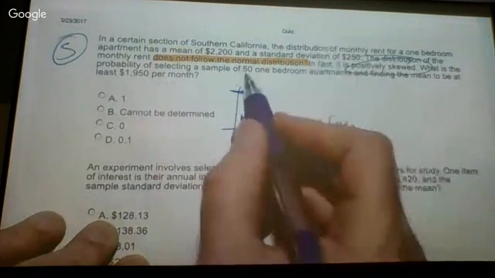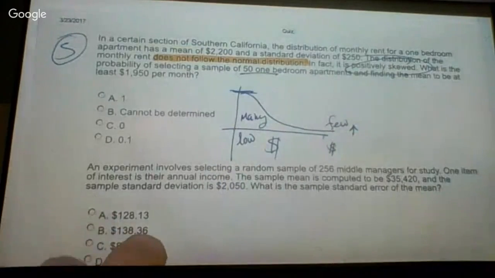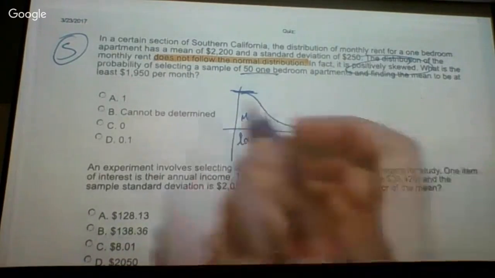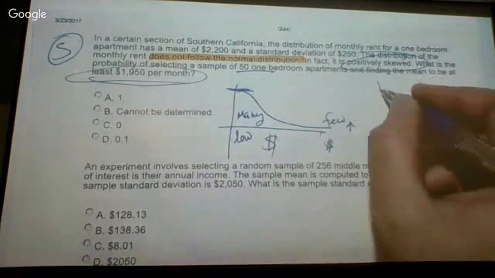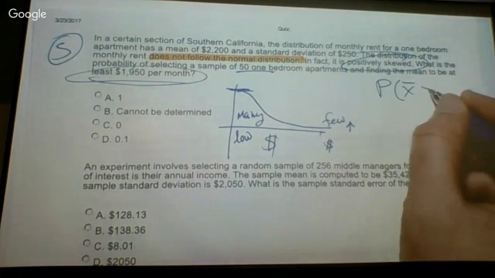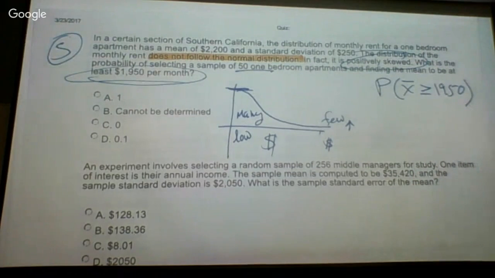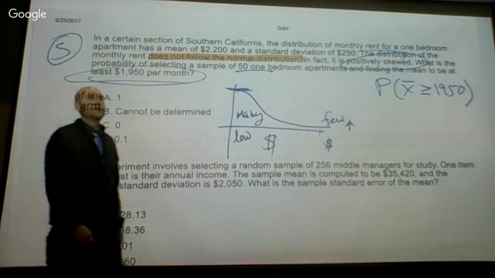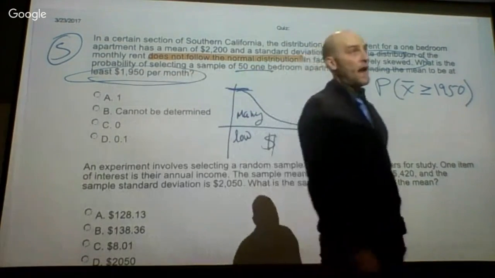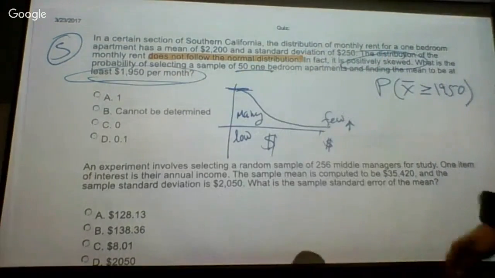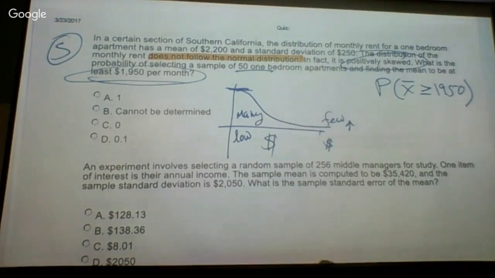What is the probability of selecting 50 1-bedroom apartments and finding the mean to be at least 1950? I'm going to tell you the answer is not, cannot be determined. I'm going to tell you what else. What do we got? 1, 0, and 0.1.